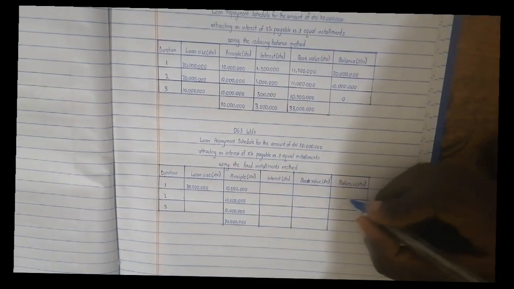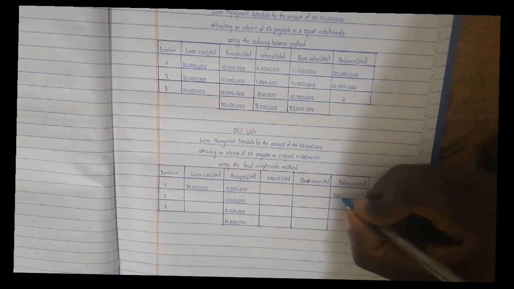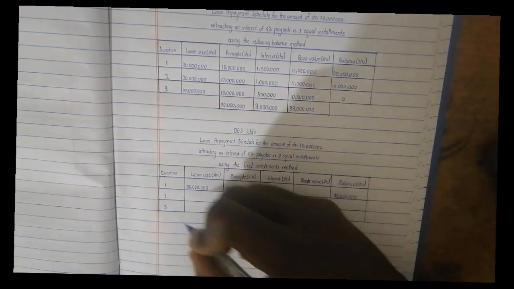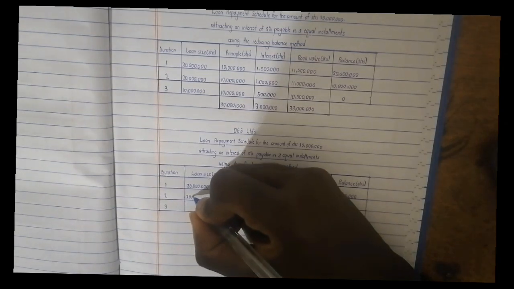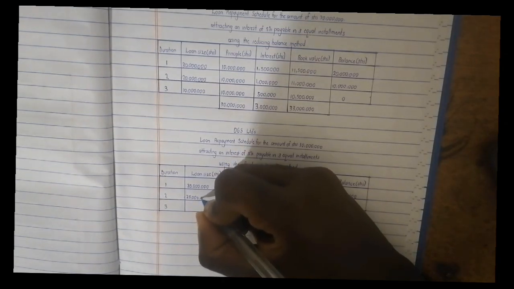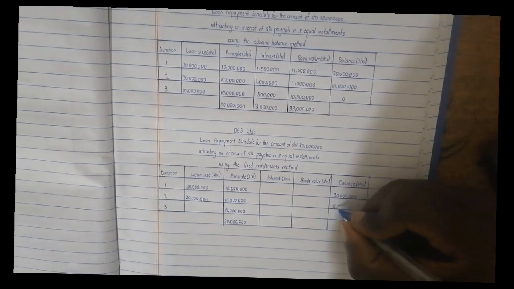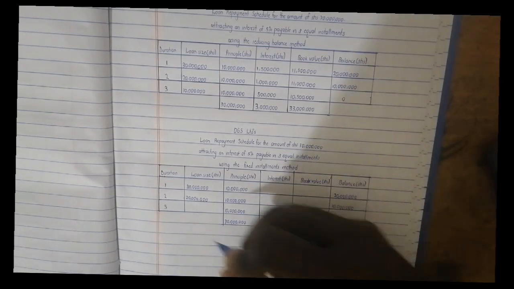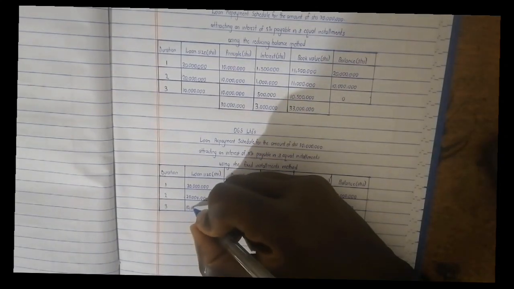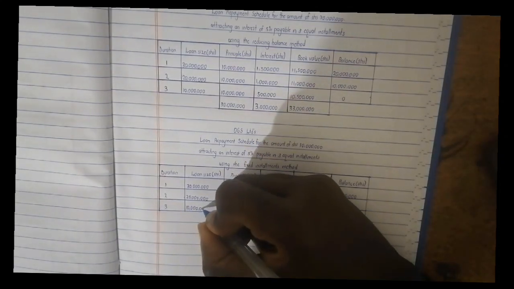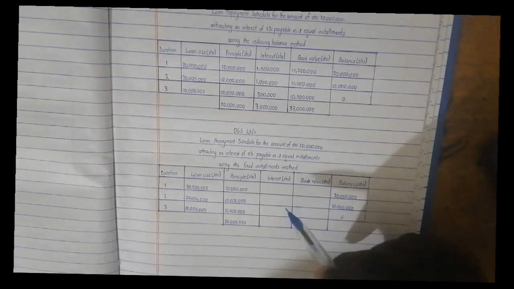So now we're going to move on to the balance. So 30 million minus 10 million gives us 20 million. So to get the balance, we subtract the loan size minus the principal, and then that balance is moved to the loan size of the next payment period. So 20 million is moved ahead. So 20 millions minus 10 millions should give us 10 million. So that 10 million also moved ahead. So that 10 millions minus the principal of 10 million within that period gives us 0.